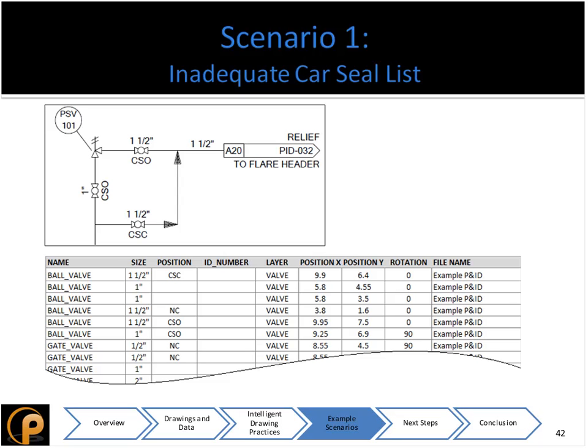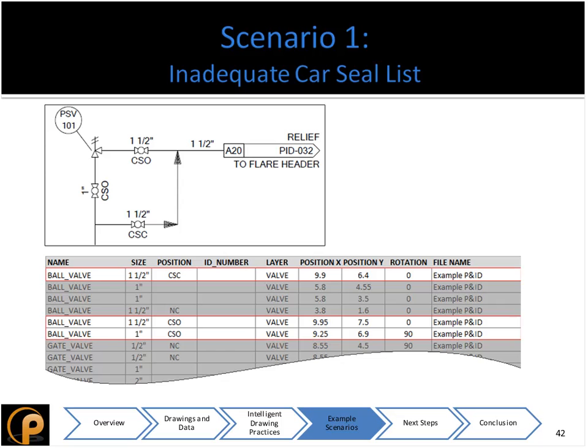So generally, when you're doing these extractions from your drawings, you can pick and choose which attributes or properties you want to see. And then obviously, with an external database, you can see everything, and then you maybe write some sort of query to pull exactly what you want. From this, you can identify which have car seals by looking at the position attribute and looking for CSO and CSC.